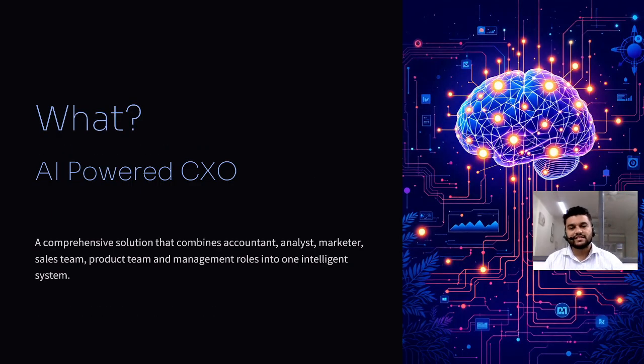And for exactly this, we have created a tool called AI powered CXO, right? CXO is basically all those chief X officers. It can be chief finance officer, chief product officer, chief sales officer, chief marketing officer, or any role that you think of. So this is a comprehensive solution that combines accountants, analysts, marketers, sales team, product team, management roles all into one intelligent system powered by AI.